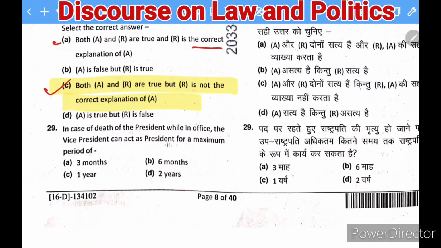Next question, in case of death of president while in office, the vice president can act as a president for a maximum period of what? 3 months, 6 months, 1 year and 2 years. So what is the answer of this question? When there is a death of the president, the vice president can be in the office for a maximum of 6 months. So this is the right answer.